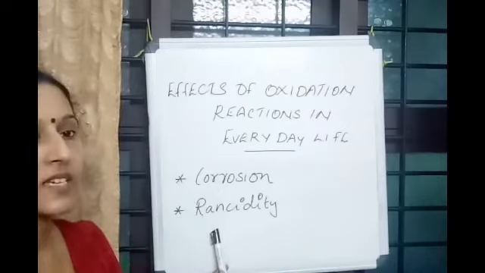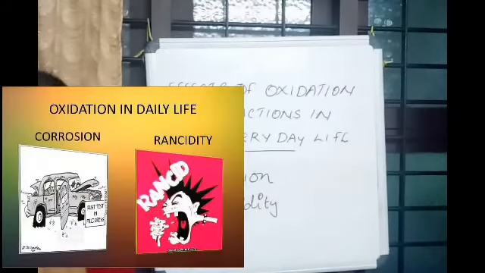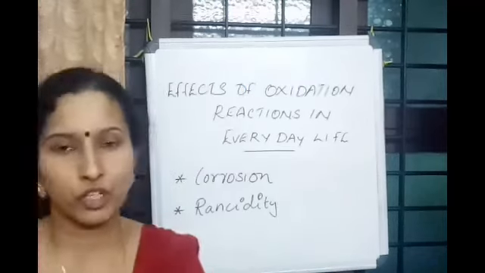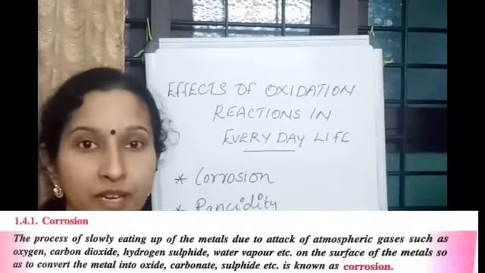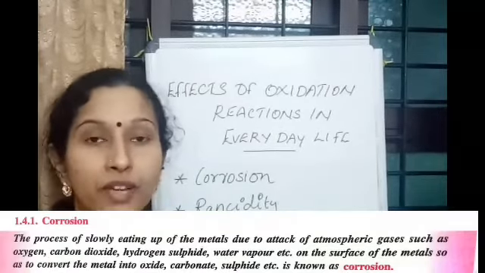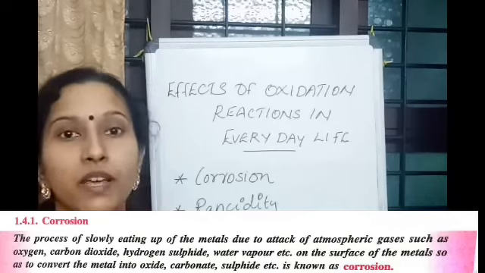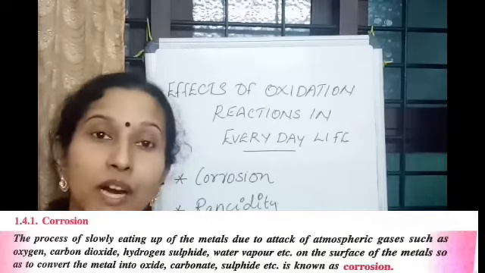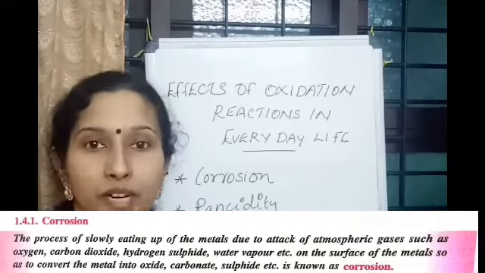Corrosion and rancidity we are going to discuss under this heading. First we can discuss about the corrosion. What is corrosion? Corrosion is the slowly eating up of metals by the attack of atmospheric gases like oxygen, carbon dioxide, hydrogen sulfide, water vapor, etc. on the surface of the metal so as to convert the metal into oxide, carbonate and sulfide.